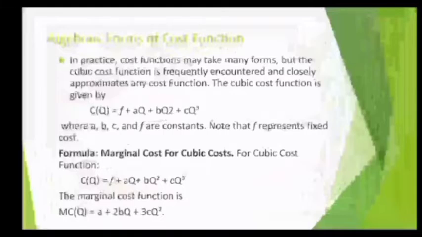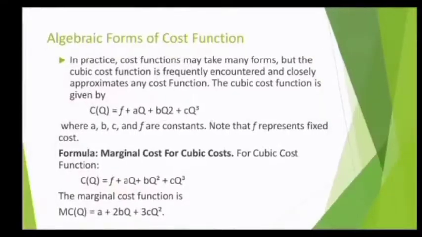For example, the derivative of the cubic cost function with respect to Q, dC over dQ, is equal to A plus 2BQ plus 3CQ raised to the power of 2, which is the formula for marginal cost given above. That's the algebraic forms of cost function.